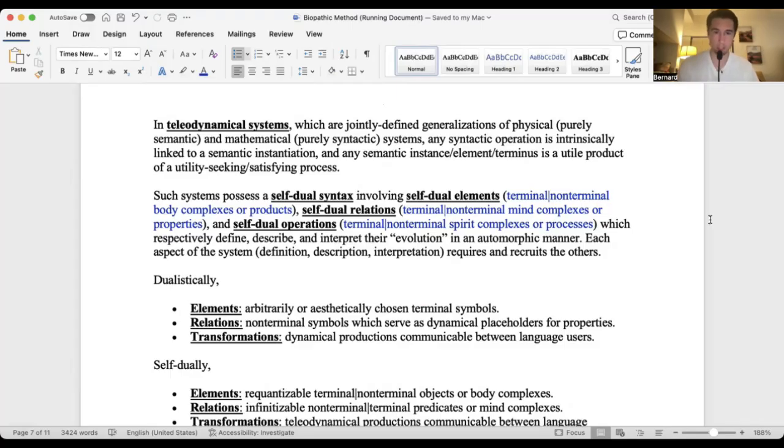So in teleodynamical systems, reading now, which are jointly defined generalizations of physical, aka purely semantic, and mathematical, aka purely syntactic systems, any syntactic operation is intrinsically linked to a semantic instantiation, and any semantic instance element terminus is a utile product or output of a utility-seeking / satisfying process. So we can now identify causality with utility. And of course, causality is not just linear, it's also nonlinear.